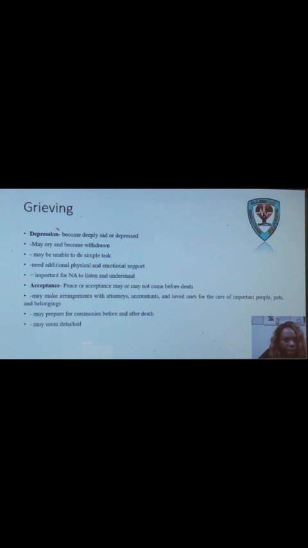Acceptance, the acceptance stage. The person has peace. Acceptance may or may not come before death. When they are experiencing acceptance, they may make arrangements with attorneys, accountants, and loved ones for the care of important people, pets, and belongings. They may prepare for ceremonies before and after death. And during this phase, they may seem a bit detached.